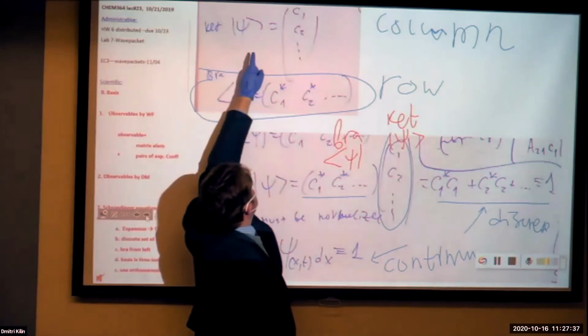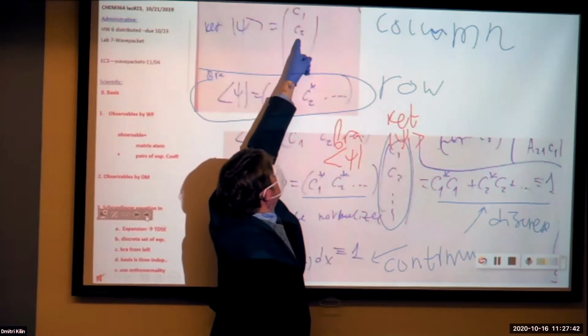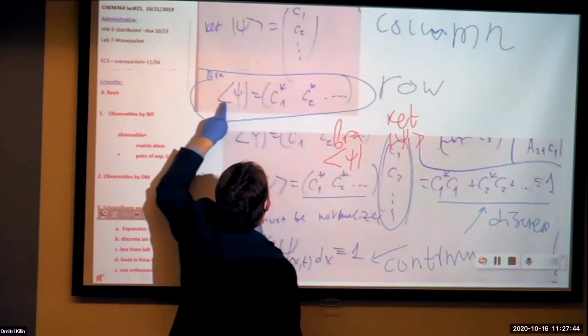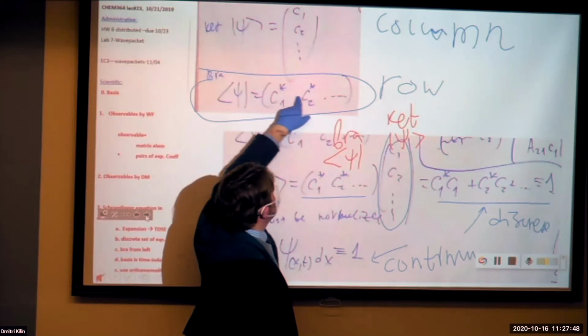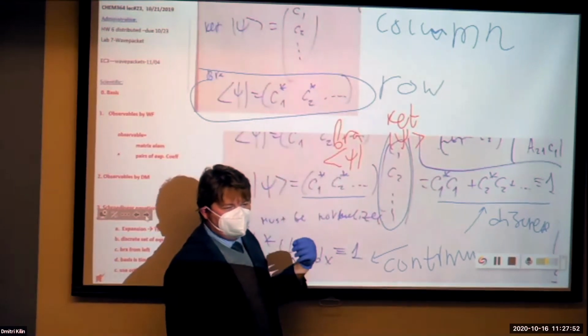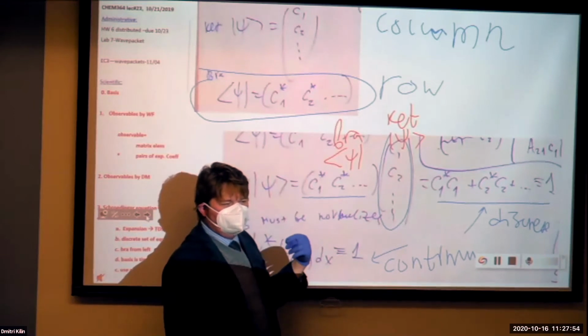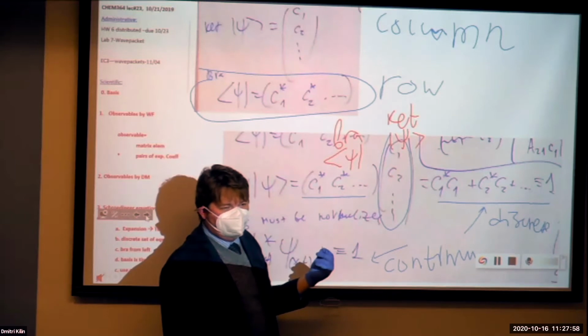So ket is either a continuous wave function or a column. Bra is either a continuous wave function conjugated or a row. And when one is speaking about bra and ket, it means I do not want to be specific. I can mean either continuous or discrete, but it describes the same physical object.